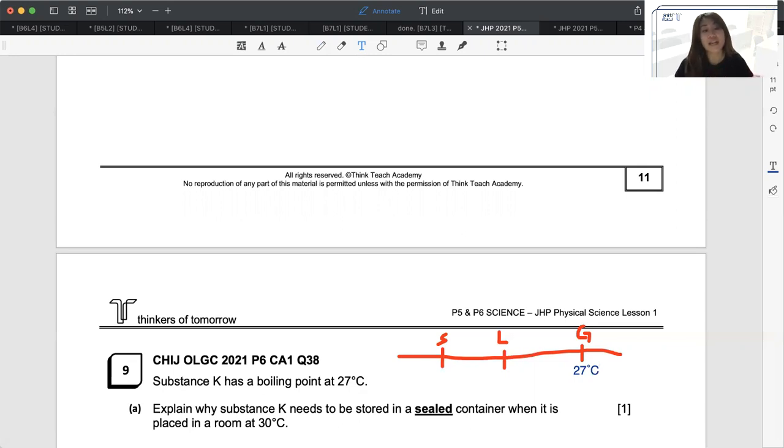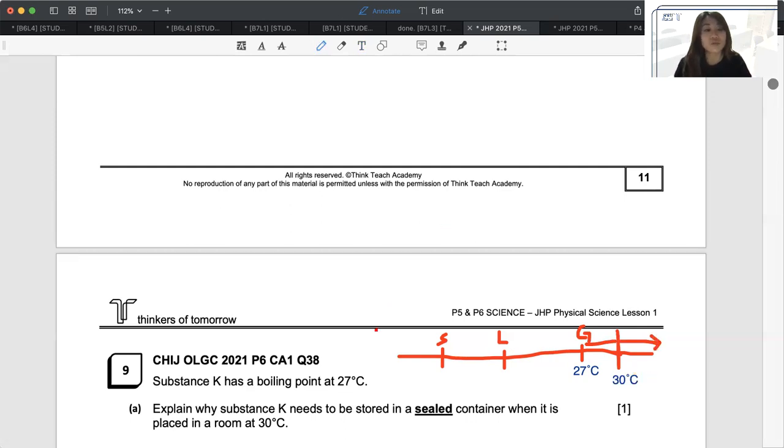Now if I look at part A, explain why substance K needs to be stored in a sealed container when it is placed in a room at 30 degrees Celsius. So I'll ask myself, where is 30 degrees Celsius on this number line? Of course, it is somewhere right after 27 degrees Celsius. So again, anything after 27 degrees Celsius, we know that substance K is definitely in gaseous state.